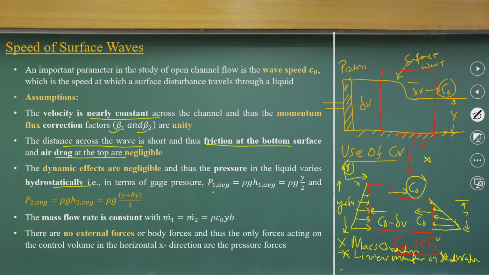The pressure distribution can be considered as that of a fluid at rest. We can estimate the pressure at this point: rho g times the average height, which for y is half of this, and in the same way the average pressure you will get at y plus delta y. The pressure at this will be rho g y. And the mass flux coming in we can put as rho c naught y b.